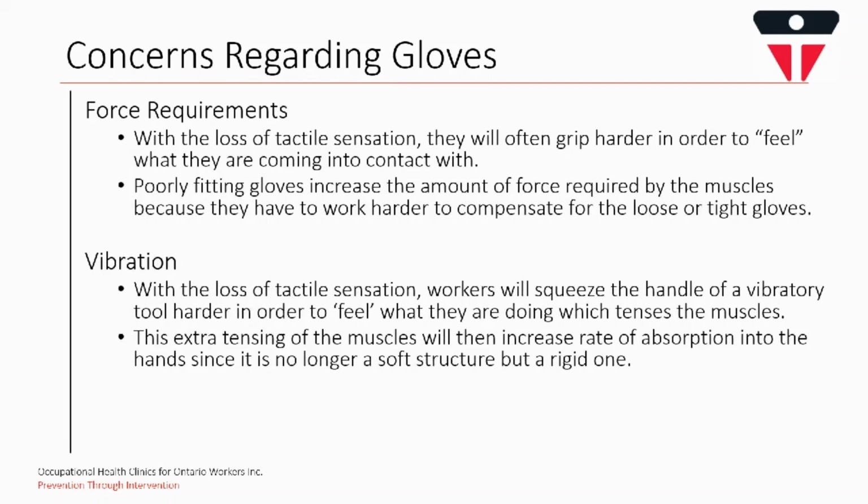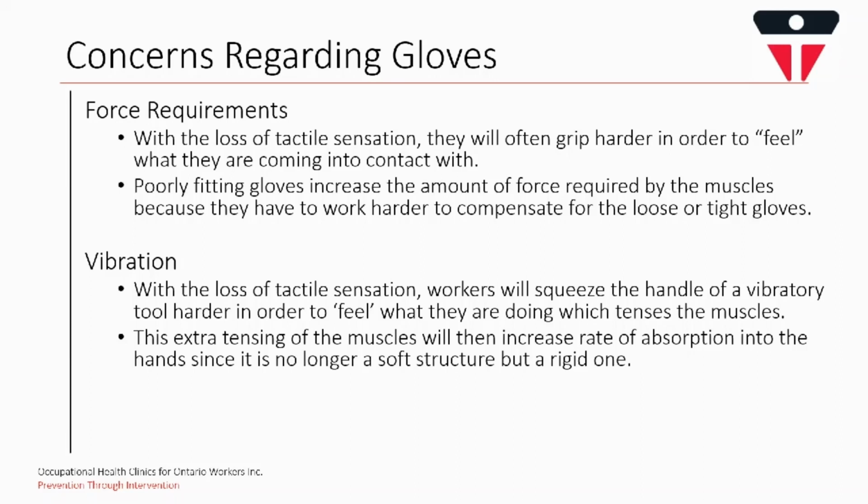Vibration. With the loss of tactile sensation again, a worker will often squeeze the handle of a vibratory tool harder in order to feel what they're doing, which tenses the muscles. This extra tensing of the muscles will then increase the rate of absorption of the vibration into the hands since it's no longer a soft structure but has become a rigid one.